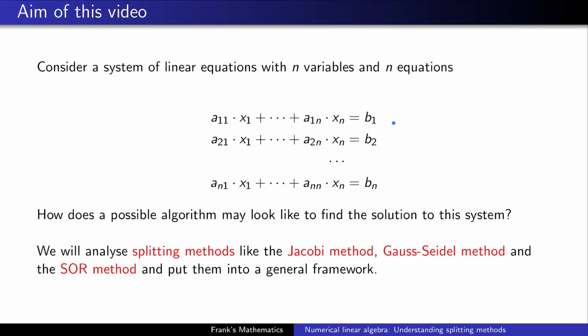To be precise, we will talk about so-called splitting methods, which include the Jacobi method, the Gauss-Seidel method, and the SOR method. In fact, we will start with the more general framework and then come to the more special parts. So we will put them in the general framework, which helps to analyze such methods.